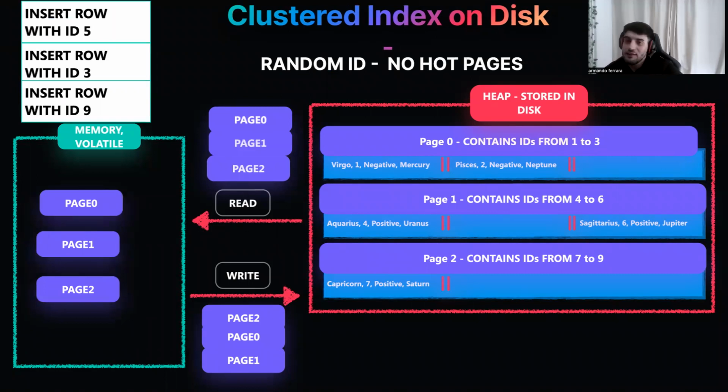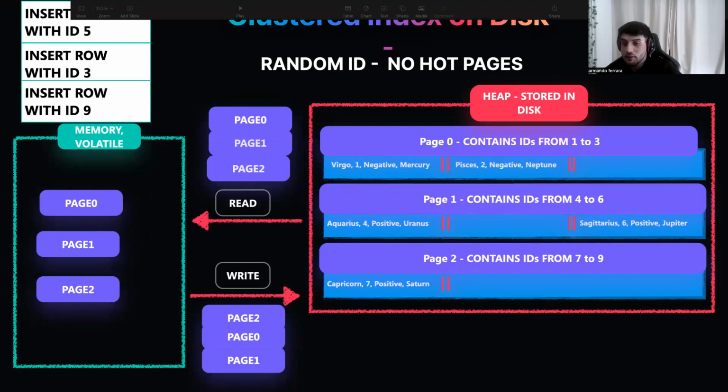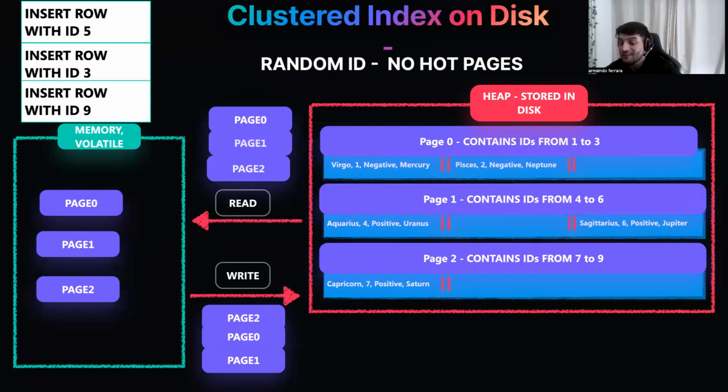But I'm not going to fill it because the next insert is insert row with ID 3. Insert row with ID 3 is in page 0. So I go to disk, I bring in memory page 0, and I write row with ID 3. Now, hoping the next insert will arrive and fill one of the pages that I already have in memory. This is not happening because now row with ID 9 is coming, and I have to retrieve page 2, bring page 2 in memory, and write row with ID 9.